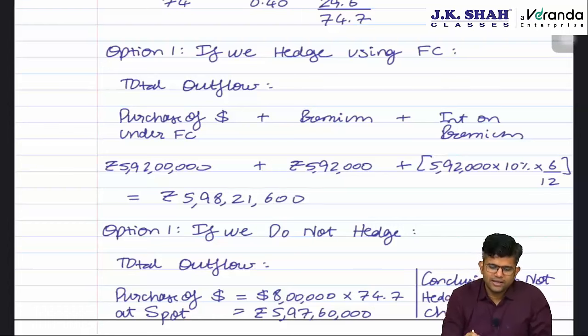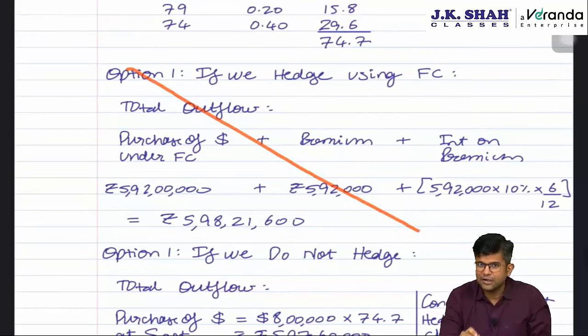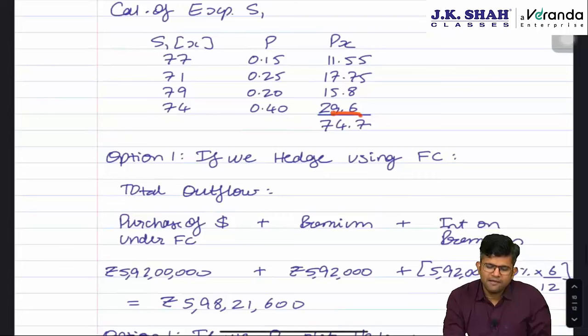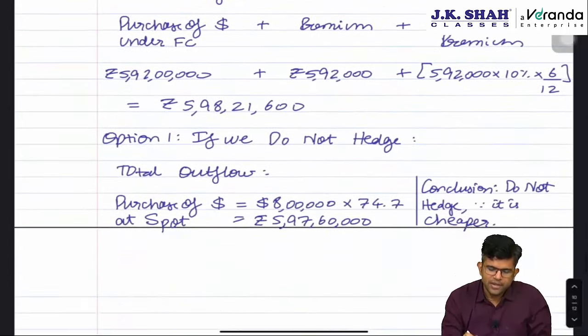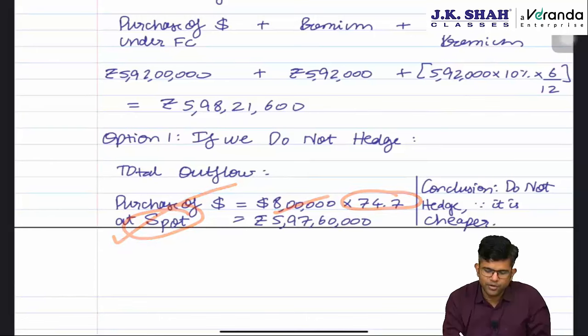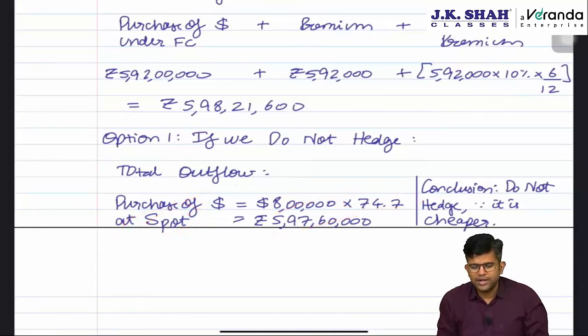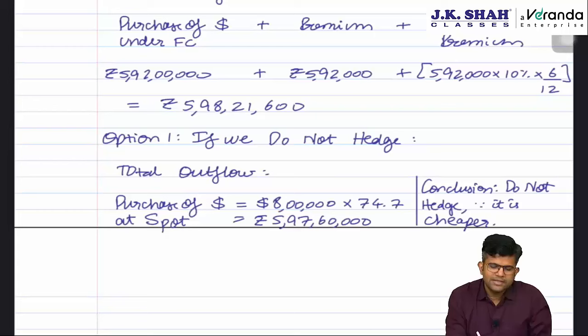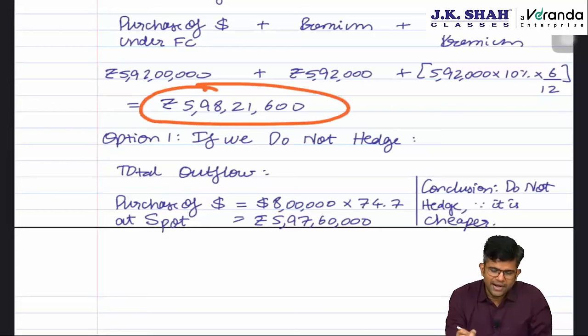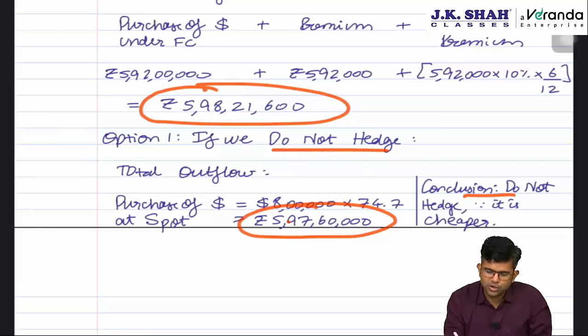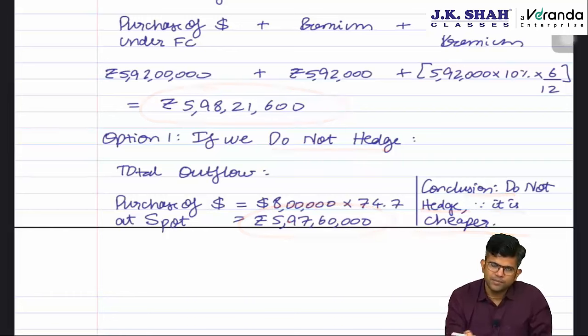The second option I have is don't hedge. Students, if you don't hedge, then all this is out of the window. The $8 lakh that you want to buy, on an average, can I say this is the rate that we will estimate today at 74.7. So if we do not hedge, then the total outflow is purchase of dollar at spot, 8 lakh into 74.7, that comes to 5,97,60,000. Do you realize in forward cover it is 5.98 crore, here it is 5.97 crore, hence the conclusion is do not hedge since it is cheaper, correct?